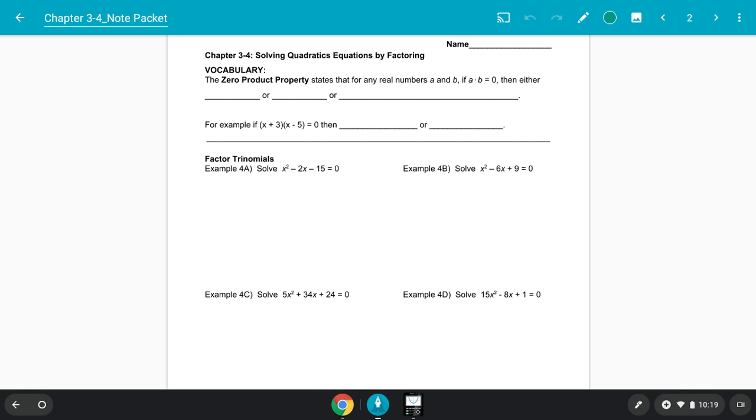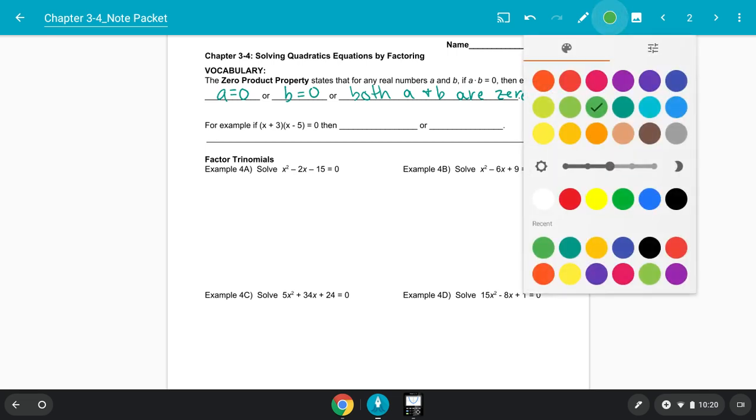So in this example, the zero product property states that for any real numbers a and b, if a times b equals 0, then either a is 0 or b is 0, or both a and b are 0. I already spoke about this on the previous page because that's kind of like what we were doing to figure out those first few equations. But one or the other, or possibly both, should equal 0.